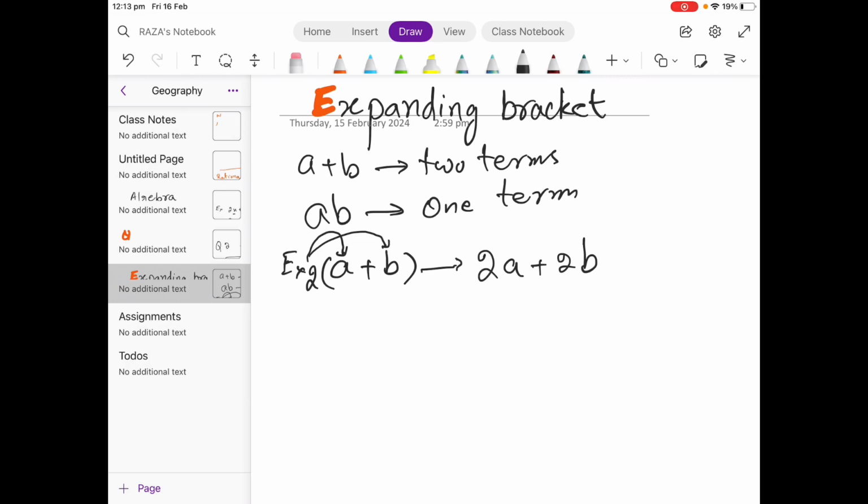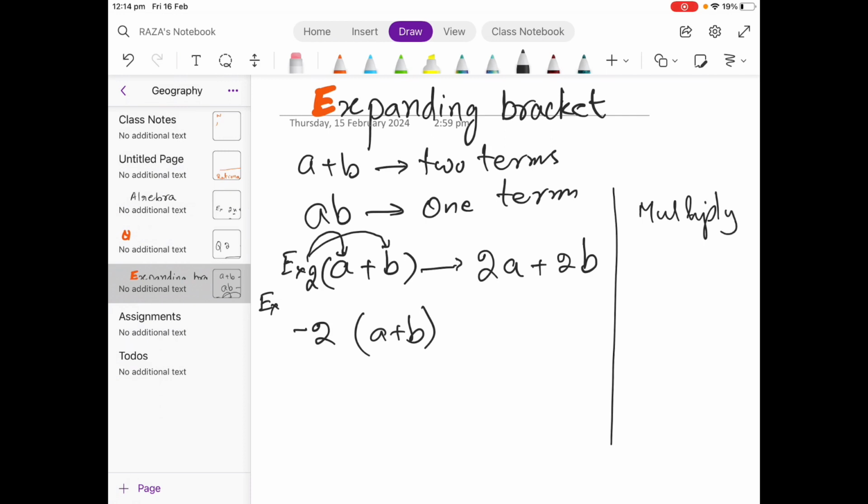Let's see another example, negative 2 outside, with a plus b inside. Now when we open the bracket, there are three things you need to remember. Number one is the sign. If you have positive, it doesn't change any sign inside, but if you have negative, you will change it. Number two, you have to times the number if you have any number outside the bracket. And number three, we have the variable.